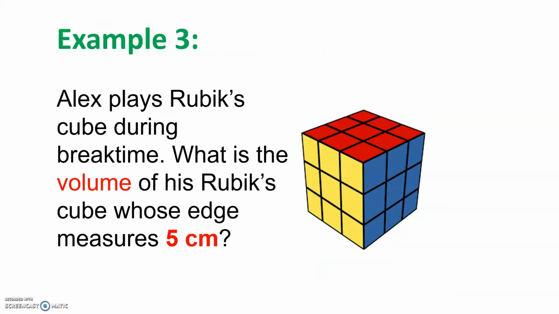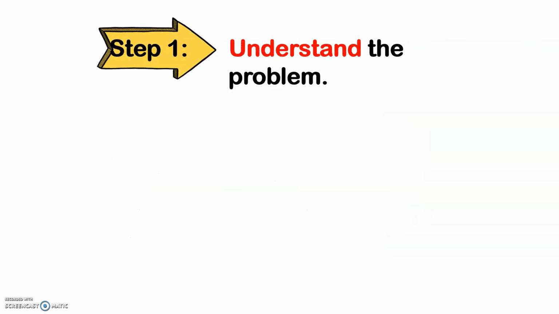Alex plays Rubik's Cube during break time. What is the volume of this Rubik's Cube whose edge measures 5 centimeters? This time, we are given a word problem. So how are we going to answer this question? For us to solve word problems, we need to follow these steps. First, we need to understand the problem. Meaning to say, we need to identify what is asked. And also, we look for the given facts that will help us solve the problem.